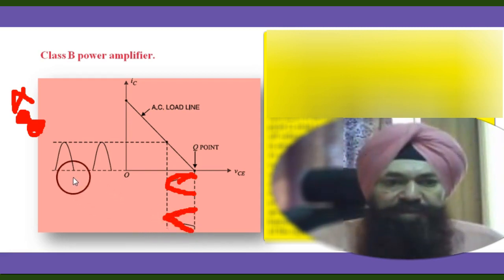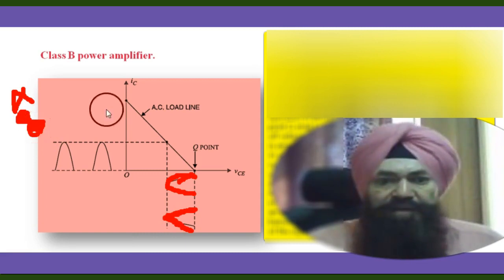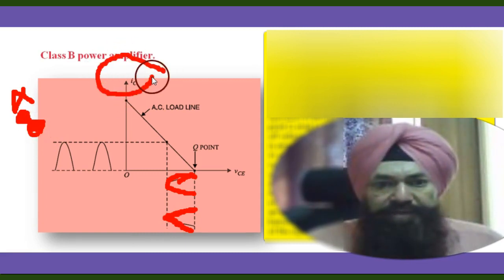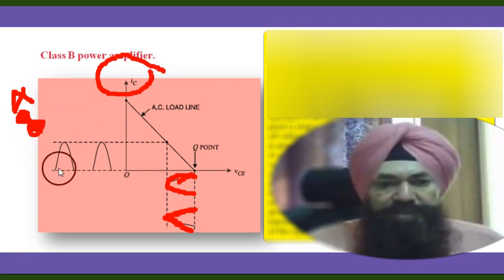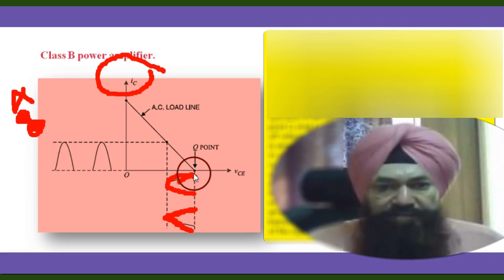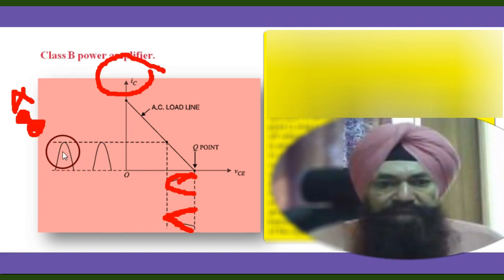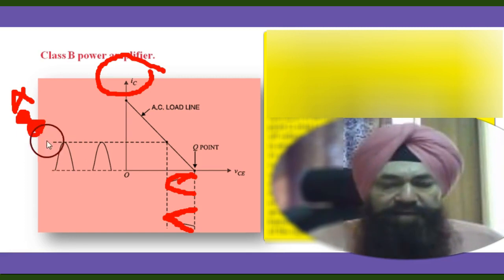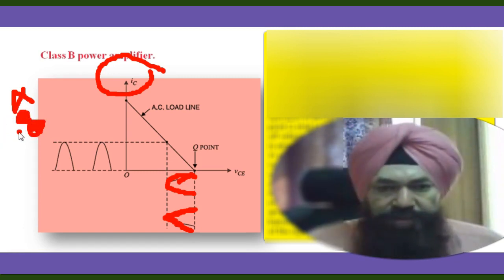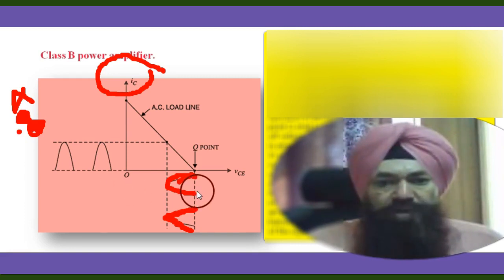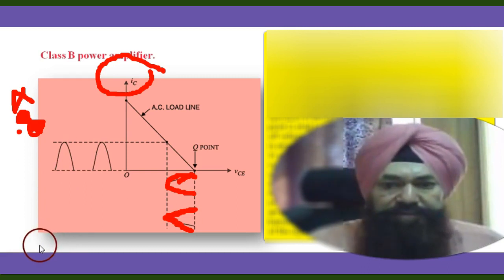So this is very important. In the absence of the signal, there is no collector current. The transistor remains in the off state. When the positive half comes, the transistor works and there will be collector emitter voltage and collector current. When the negative half comes, again the emitter base junction, the input junction, becomes reverse biased. The transistor goes to the cutoff region and no collector emitter voltage appears and no collector current, right?